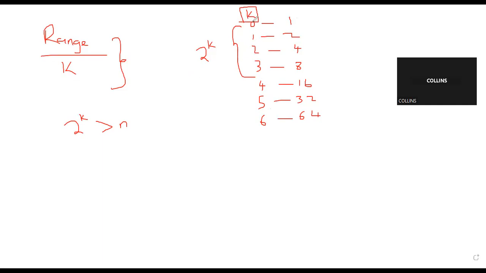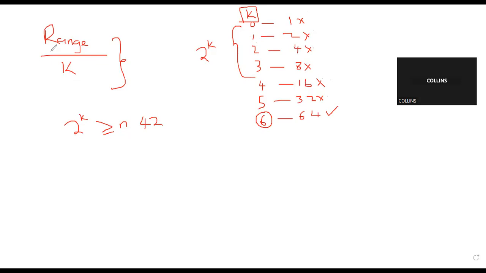So to find the number that first exceeds our n, which in this case is 42, we need to check here. So this one does not exceed 42. This one is not more than 42. This one is not more than 42. This one is not more than 42. This one is not more than 42. This one is not more than 42. This number is more than 42. So the k that we're going to consider is 6.